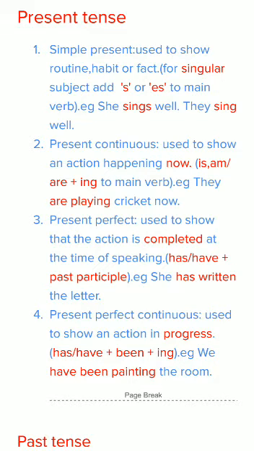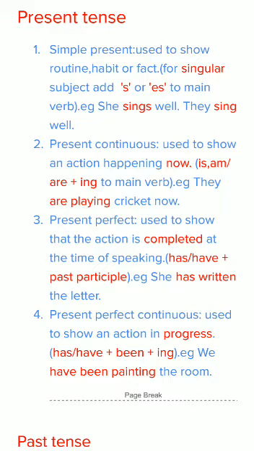The third one under the present tense is the present perfect. We use present perfect to show that the action is finished at the time of speaking. The rule is has or have plus past participle, which is the third form of the verb. Has is for singular subject and have is for the plural subject. Example, she has written the letter.